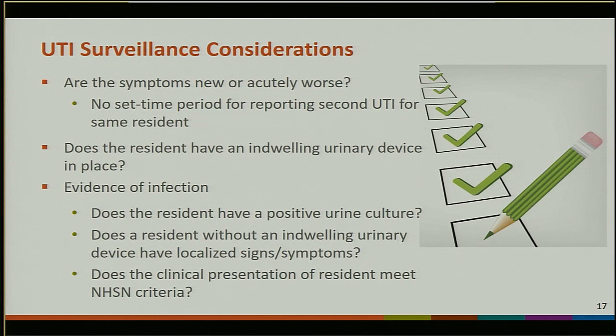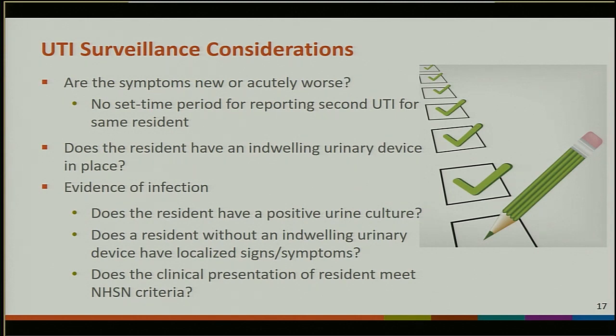Here are some considerations if you are going to adopt NHSN UTI surveillance criteria, or really any surveillance criteria for that matter. When you're looking at a resident, you want to identify, are the symptoms new or acutely worse? So did the resident come into our facility with this infection? Because there is that 2-day rule, I'm not going to report if this was considered present on admission. Or what about the resident who has a UTI, got better, and then is symptomatic again? So you want to ask yourself, is this new or worse?